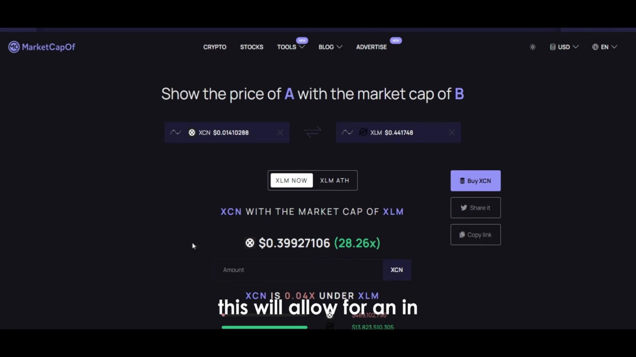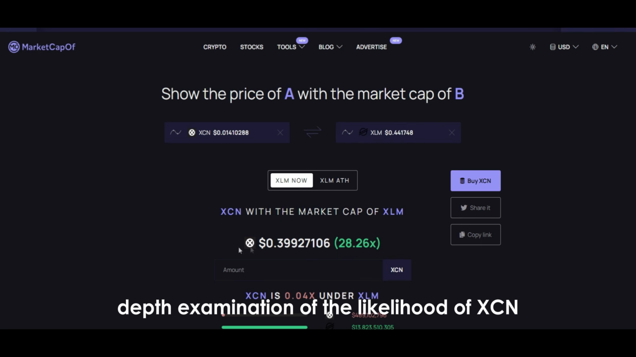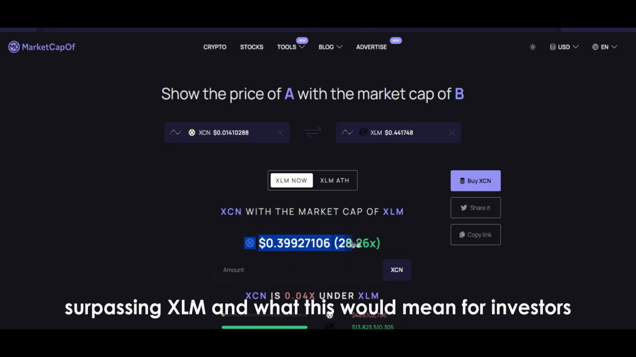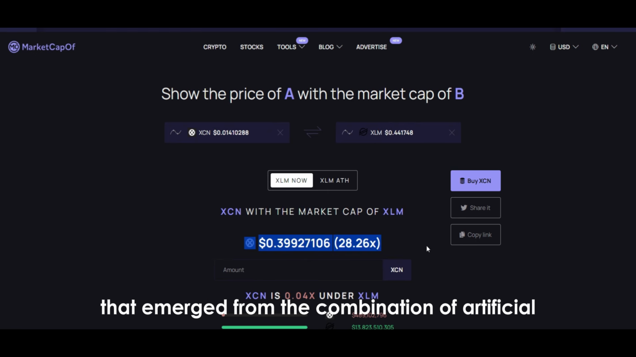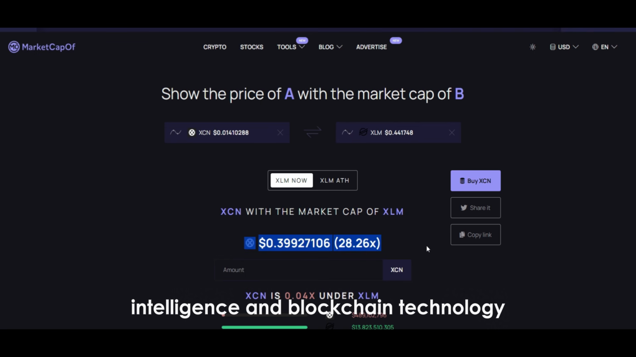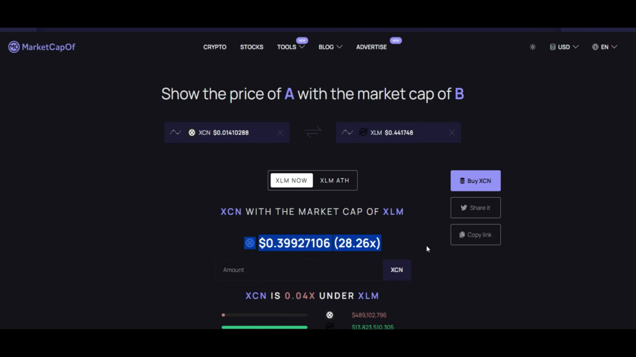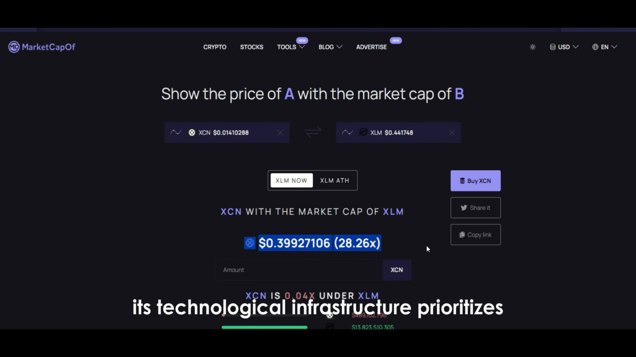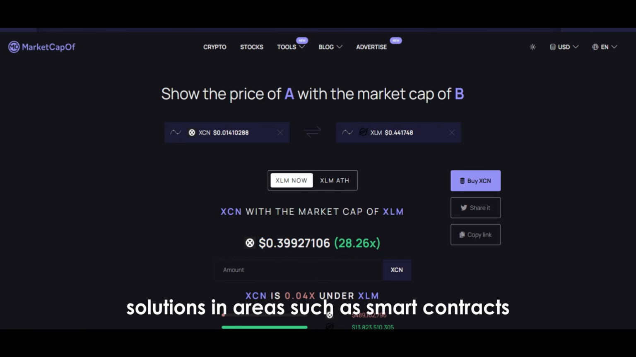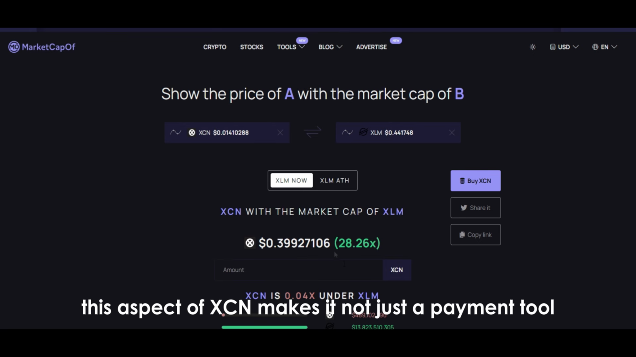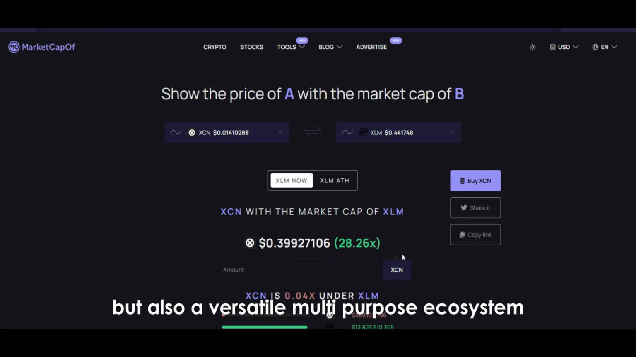This will allow for an in-depth examination of the likelihood of XCN surpassing XLM and what this would mean for investors. XCN is a next-generation platform that emerged from the combination of artificial intelligence and blockchain technology. Its technological infrastructure prioritizes flexibility and scalability. It aims to offer innovative solutions in areas such as smart contracts, decentralized finance applications, and automated asset management.